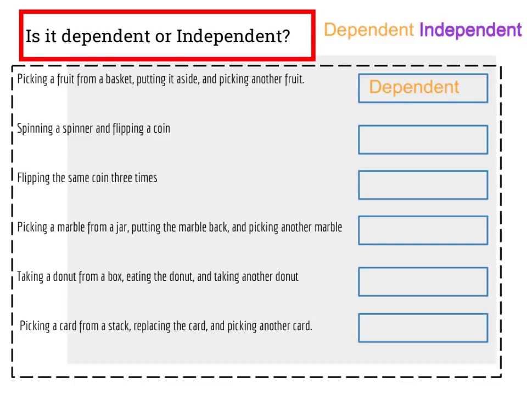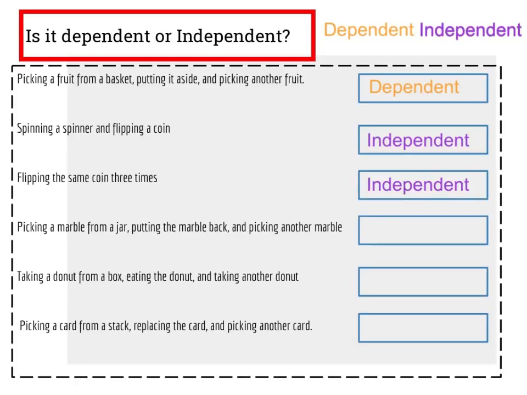The second one says spinning a spinner and flipping a coin. Well, the outcome of the spinner is not going to affect the outcome of the coin, so that is independent probability. We're flipping the same coin 3 times. Now, although it may seem, hey, if I get heads 2 times in a row, it must be heads the third time, the flips don't actually affect each other. The outcome of one flip doesn't determine the outcome of any other flip, so therefore it is independent events.